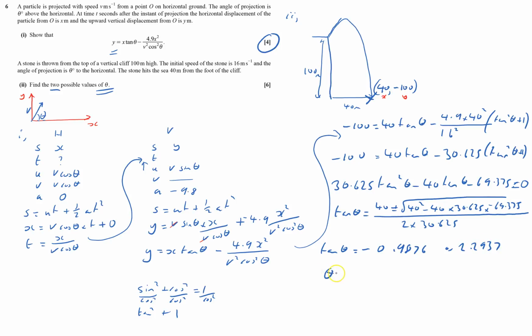So theta equals minus 44.64 degrees or 66.444 degrees. If I look at this one, that's where it comes down like so, and the pink one is the one I've drawn where it goes up like that. That's why we've got two values: either thrown up or thrown down. I've got two possible values of theta, got that, that's 6 marks done.